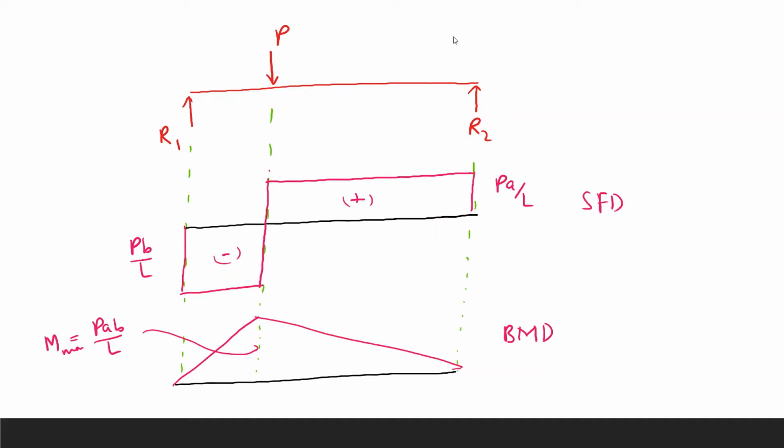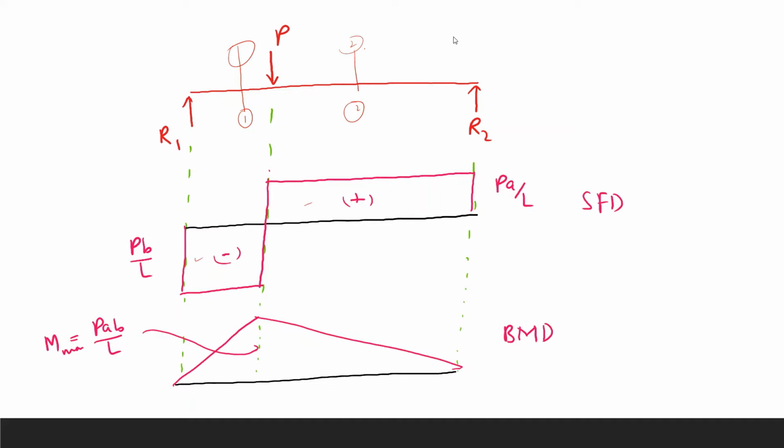Now we will find the shear force for section 1, and for the other section as well. So for both sections we have plotted the shear force diagram, which is Pb by L for this part and Pa by L for the other, and in between it is constant.